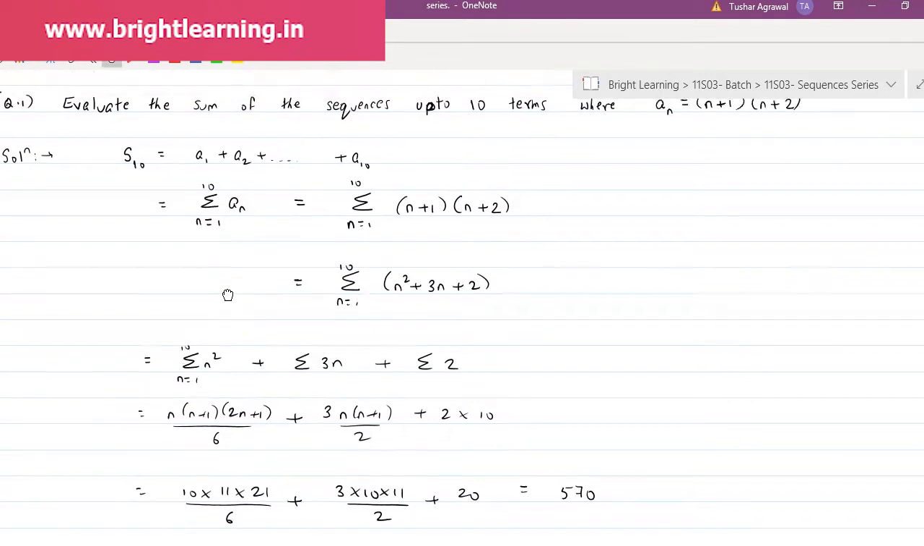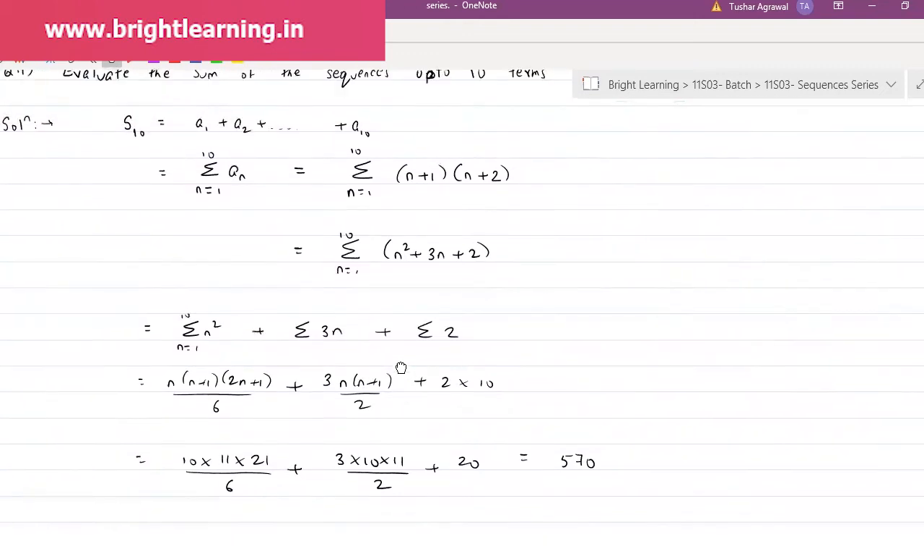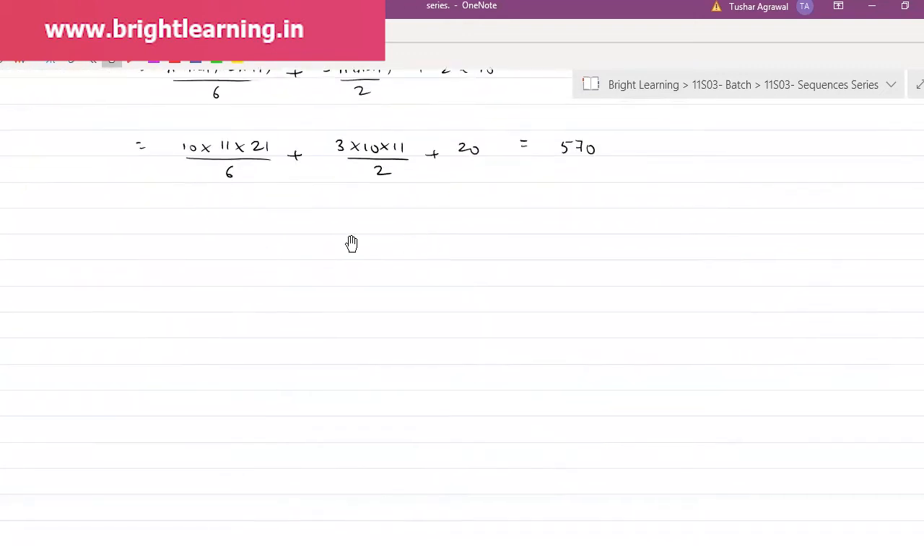Yes, sir. Okay. Now, in this question I have given you the nth term directly as a formula of n. If the nth term of the sequence is given as a formula of n, then the answer is very easy to calculate. But if the nth term is not given as a formula, then your target becomes to find the nth term as a formula. After that, you can calculate the sum, that is the summation.